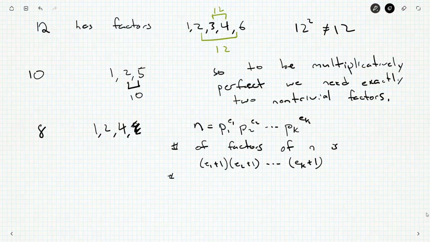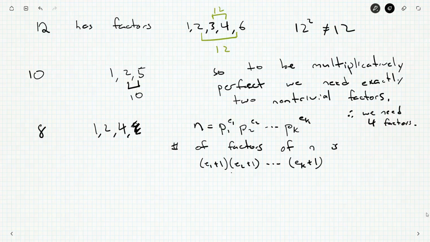So the number of non-trivial factors. Actually, if we just need 2 non-trivial factors, we need 4 factors in total. Okay. So here's our expression for the number of factors. I'm not gonna go into why this works. We're doing a math contest, not teaching a math lesson.